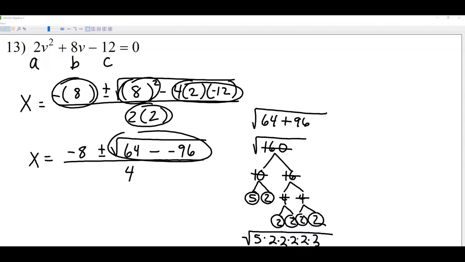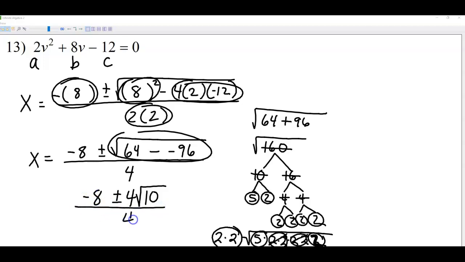Now this is a square root, so we're taking out groups of 2. For every group of 2, we can write that number on the outside and cross off the pair on the inside. So we have 2 times 2 on the outside, which is 4. And on the inside, we have 2 times 5, which is 10. The rest of the problem comes down as is.